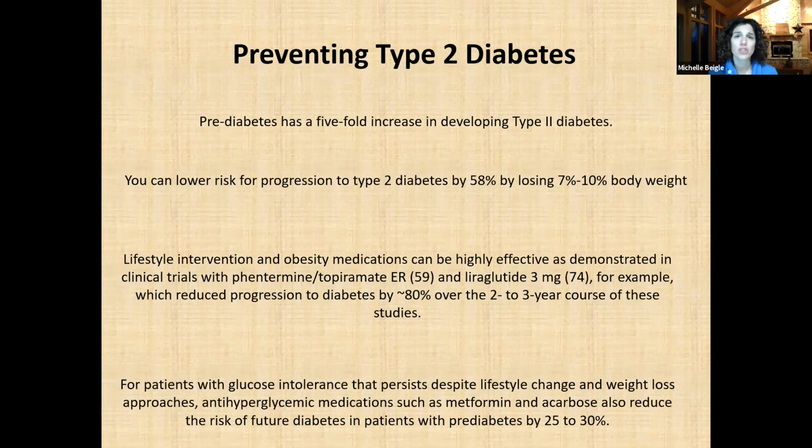So really encourage your patients to follow those CDC guidelines of 150 minutes of moderate intensity exercise weekly, and really focus on a highly plant-based, healthy, balanced diet. The next bullet down talks about lifestyle interventions and then adding in medication. And in that same study that I referenced above, we found that in the arm of the individuals that we put on medications to lower their weight, there was also a decreased propensity to progress on to type 2 diabetes. One example said that it reduced the progression to diabetes by about 80% over the course of 2 to 3 years.